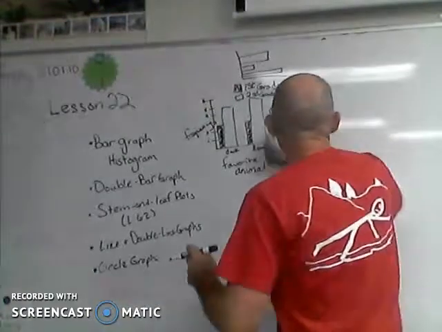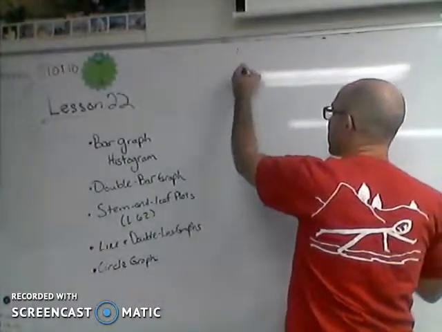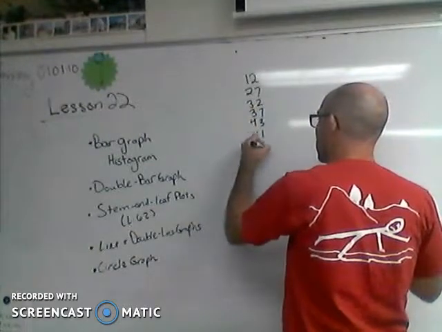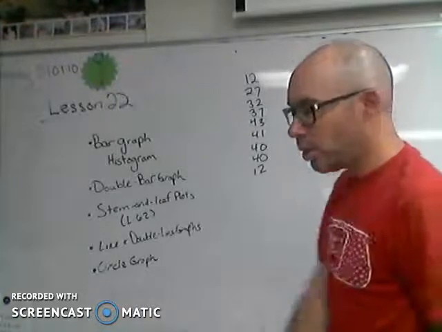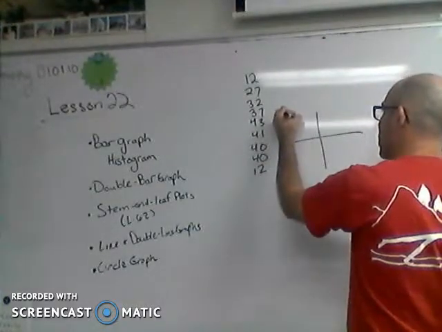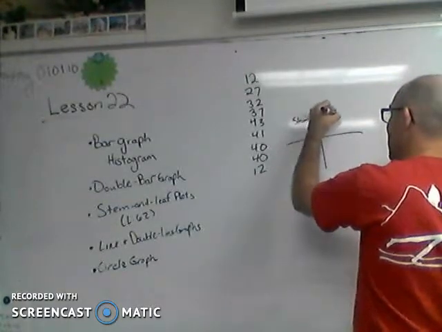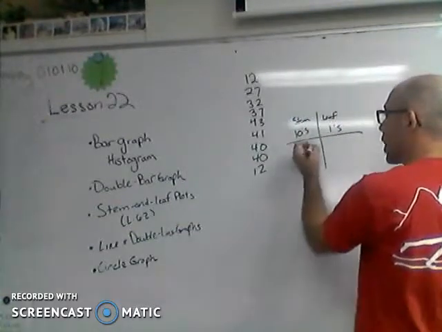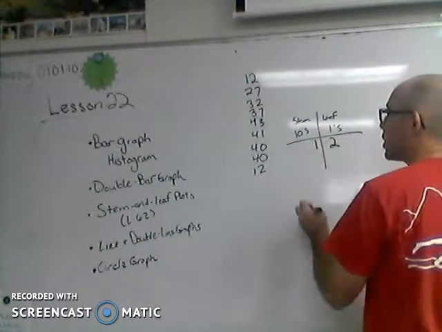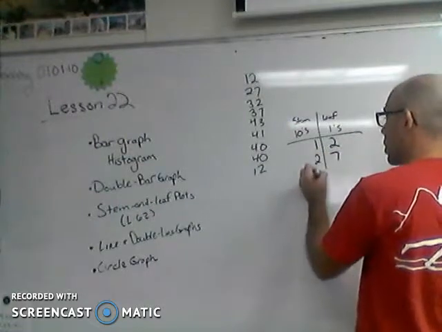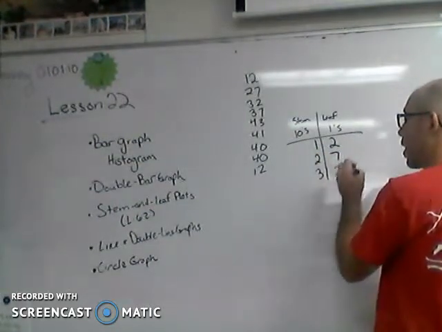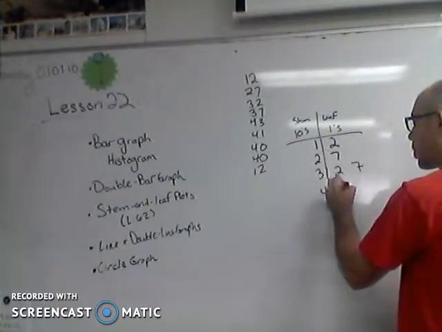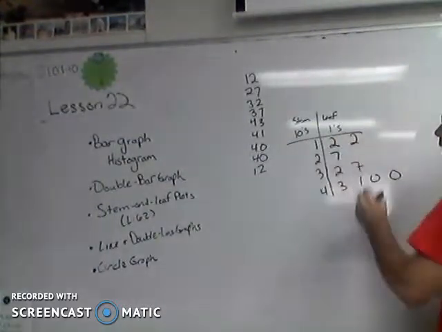What else? Stem and leaf plots are going to take a list of numbers and put them in a different format. You've got a stem like on a tree and a leaf which comes at the end. The stem will represent the tens place and the leaf will represent the ones place. So all these numbers get translated into something like this. 12 becomes this, 27 becomes this, 32 becomes this, 37 gets put right here. 7 represents its own data point. 43, 41, 40, 40, and another 12.